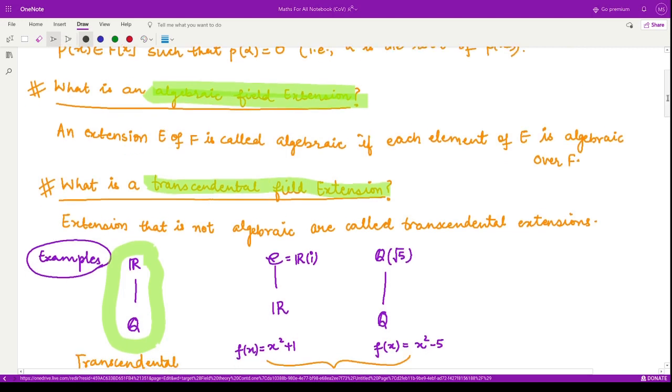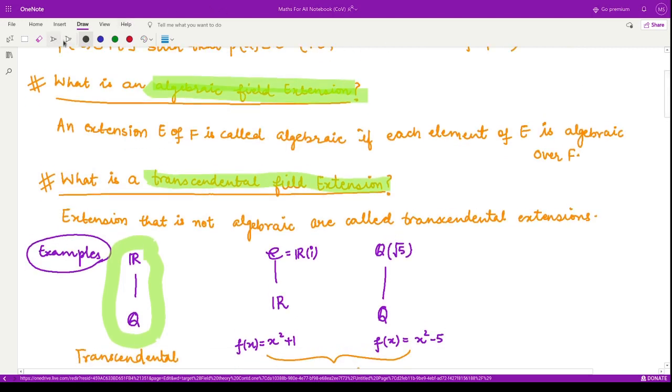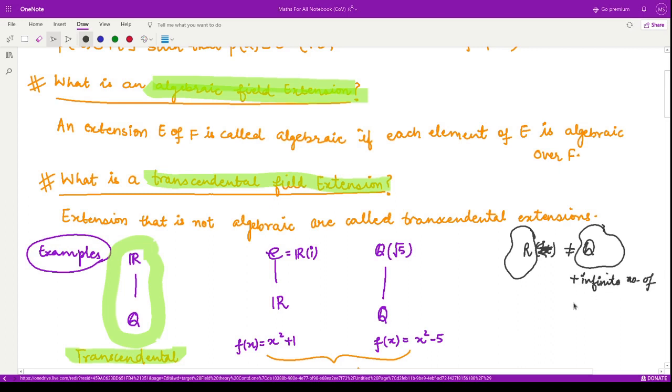Why? Because you cannot adjoin some single element to Q to get R. That means R cannot be written as Q with some element adjoined to it. This is not equal to Q because in moving from the field of rationals to the field of reals, we have to add to this an infinite number of irrational numbers.